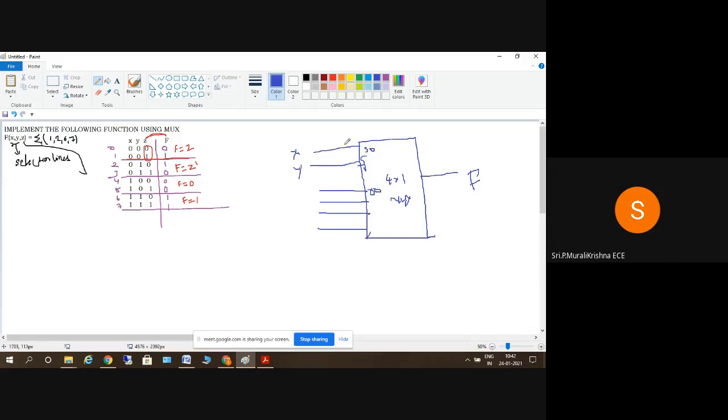So these selection lines S1, S0, let's say, are the selection lines. This is the first input, second input, third input and so on. If the XY value is 0, 0, then I'll get the first input as f is equal to z here. If 0, 1 then z bar. If 1, 0 then 0, and if 1, 1 then 3. So this is the diagram, which is simple. This is how a multiplexer is implemented.